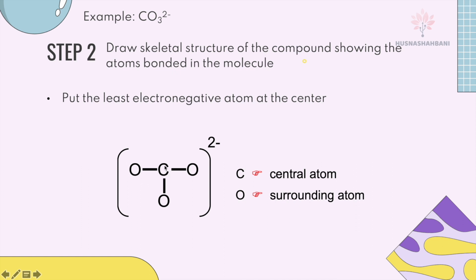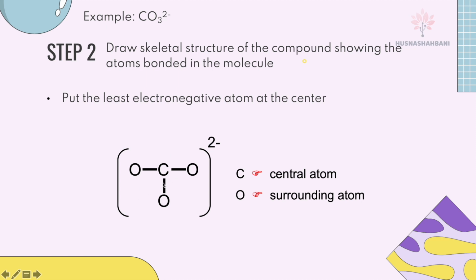This carbon is in group 14, oxygen in group 16. Group 16 has high electronegativity compared to group 14. So carbon is the least electronegative, so it has to be at the center, and the oxygens will be the surrounding atoms. To bond the carbon with oxygen, you have to use 3 bonds, 1, 2, 3, and these 3 bonds total 6 electrons. So you have used 6 electrons for bonding.